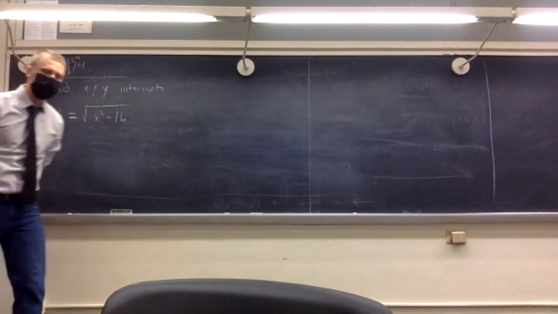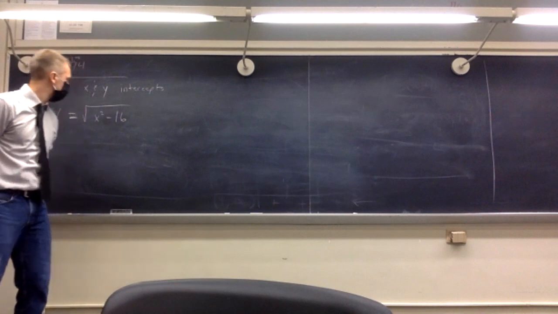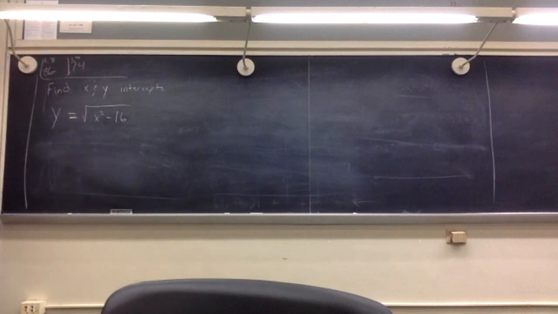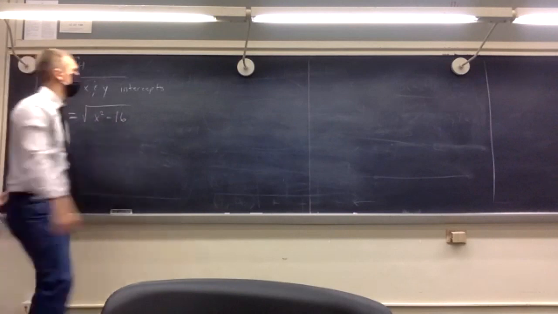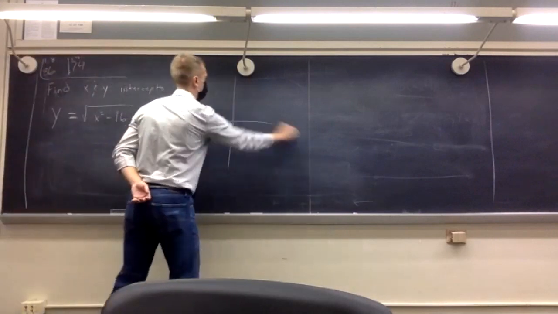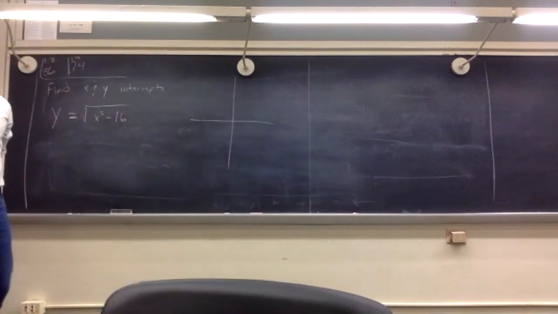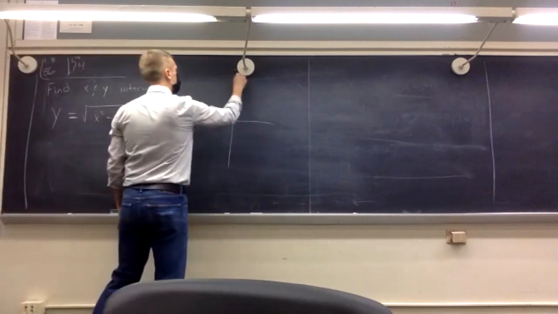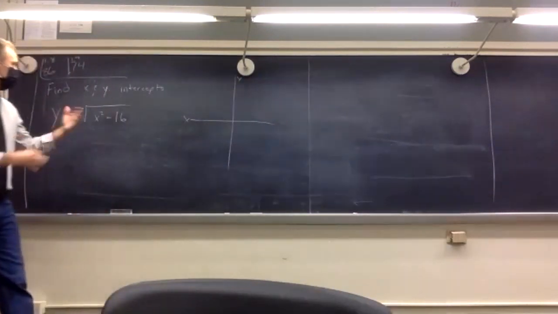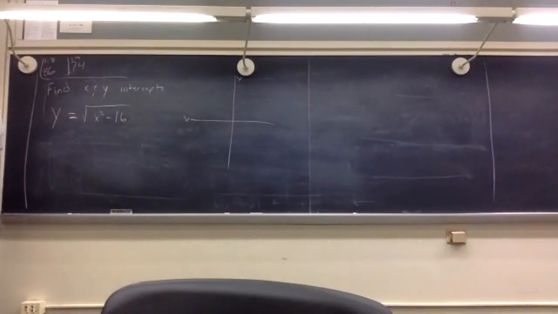Was this the kind of question you were asking about? I guess that's my first question. My second question is, how do you find intercepts? Or what are intercepts? Yep. Here's the x-axis, here's the y-axis. So wherever this graph crosses those are our intercepts.